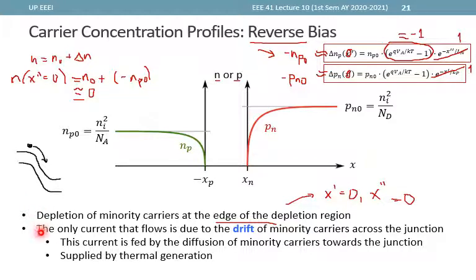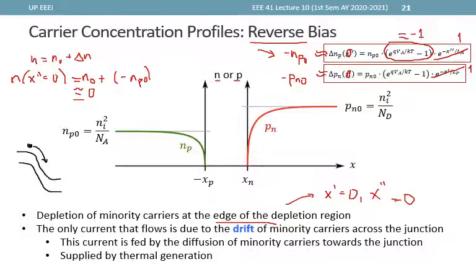Now, this also tells us that the only current that flows due to drift is due to drift of minority carriers across the junction. So remember, when we reverse bias the junction, minority carriers drift within the depletion region, and that drifting minority carriers is supplied by the diffusion that happens here. So now that there are fewer electrons at this portion, electrons will diffuse from this part to this part, and once they get at the depletion region, they will start drifting.